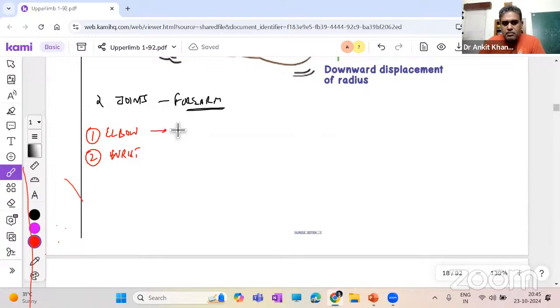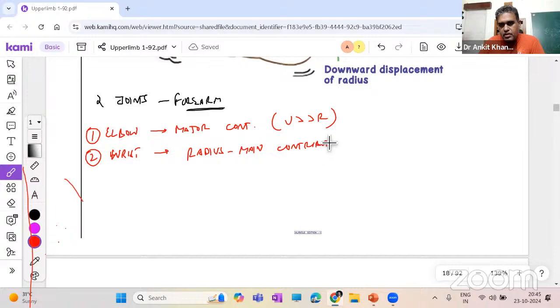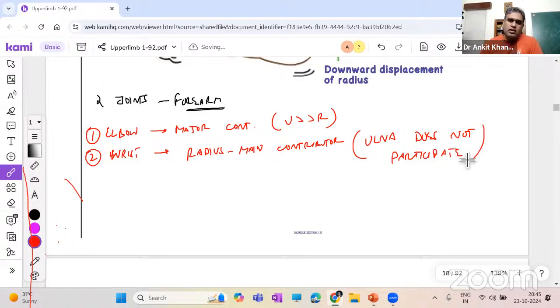Now in the elbow, the major contribution out of radius and ulna is ulna. Ulna much more than radius. While in the wrist joint, the radius is the main contributor over here. Brackets I'm writing, ulna does not participate. Now you might argue, why does ulna not participate? How is it even possible? I'm writing that ulna does not participate in the formation of the wrist joint anatomically.